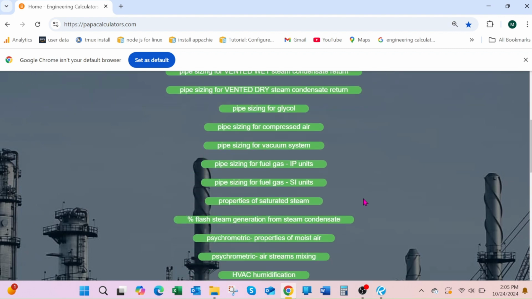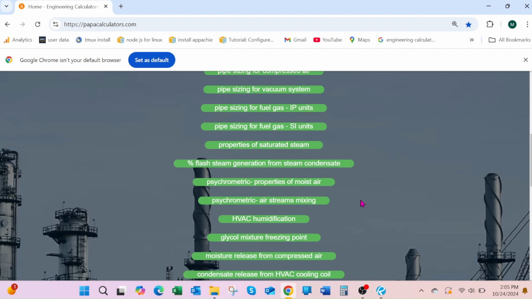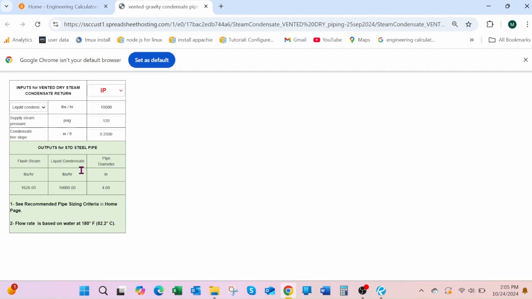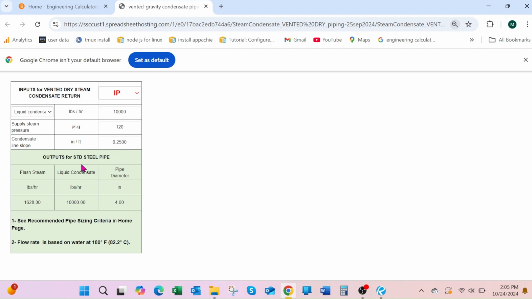There are many different engineering calculators on this website. The calculator we are going to use is pipe sizing for vented dry condensate return. Clicking on the link, the page pops up. The calculator is good and accurate for carbon steel pipe and for saturated steam. It can be used in 2 different units, IP or inch-pound units and SI or metric units.